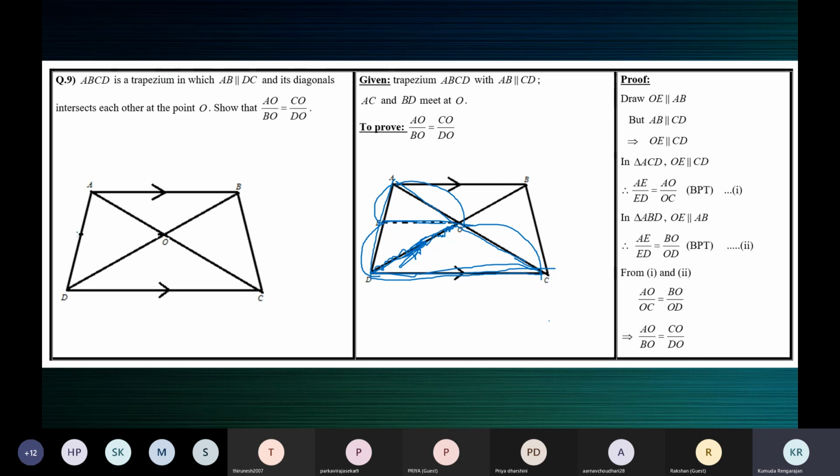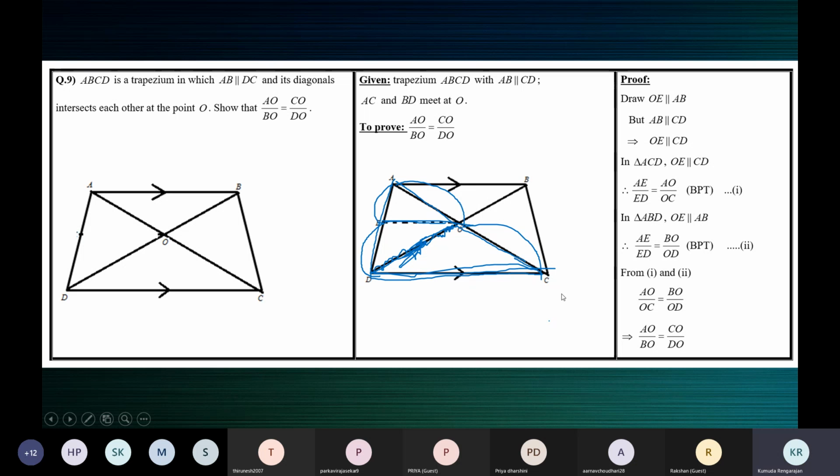So you identify the triangles and the set of parallel lines by BPT proportion. When you identify the triangles, you make out that AD is the side common to both. In both you have AD, so the ratio AE by ED you will get in both proportions. On comparing, you see that BO is down here, OC is up here. That property is called alternando. You can exchange this, bring this down, and that's the result.